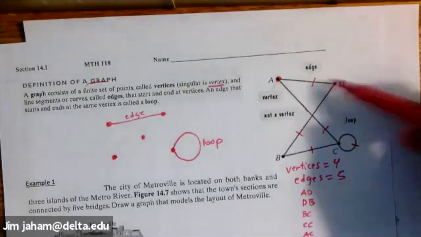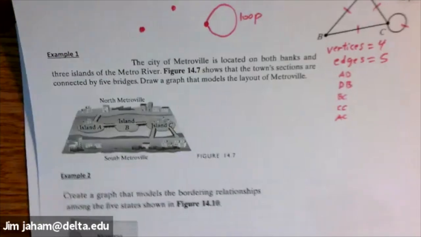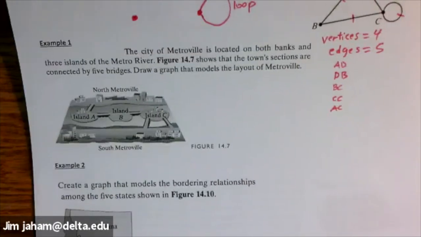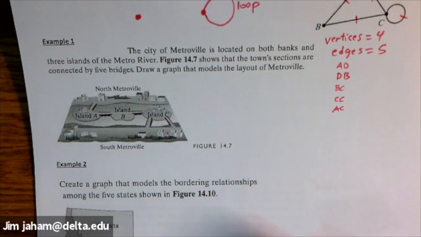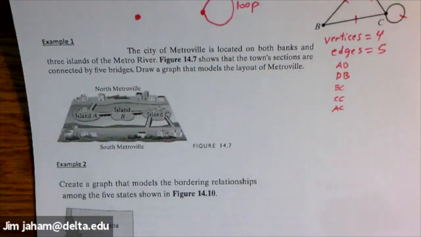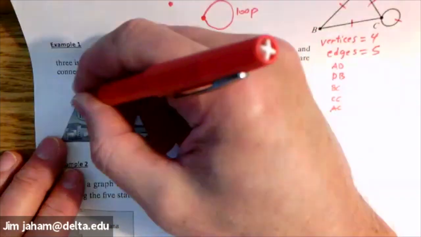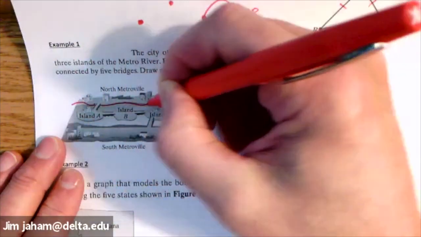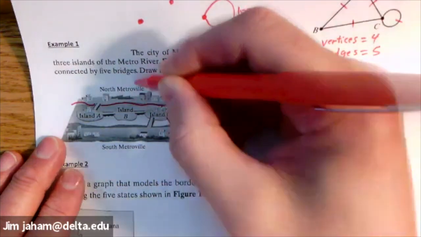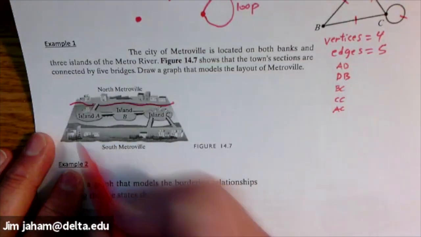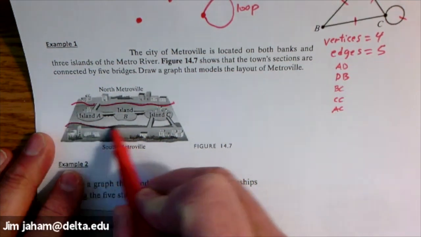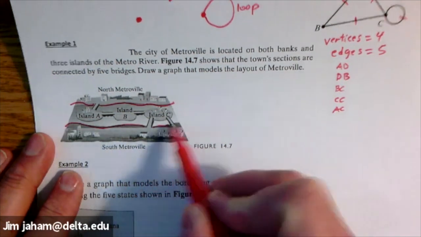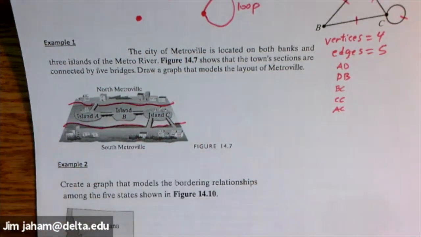Some of your problems are going to ask you to model, to draw a graph that models different scenarios. The first scenario is a city map. Here's a city map right here. It's hard to tell, but these 3 islands are in between the mainland, the south side and the north side. And here's the river. These 3 islands are inside the river. And you've got these bridges as well.